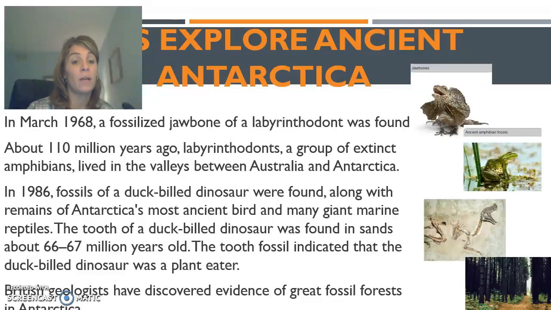In 1986, fossils of a duck-billed dinosaur were found, along with remains of Antarctica's most ancient bird and many giant marine reptiles. The tooth of a duck-billed dinosaur was found in sands about 66 to 67 million years old. The tooth fossil indicated that the duck-billed dinosaur was a plant eater. British geologists have discovered evidence of great fossil forests in Antarctica. Wow, so really different than what Antarctica is like today, right? So what was Antarctica's paleo environment like back then?